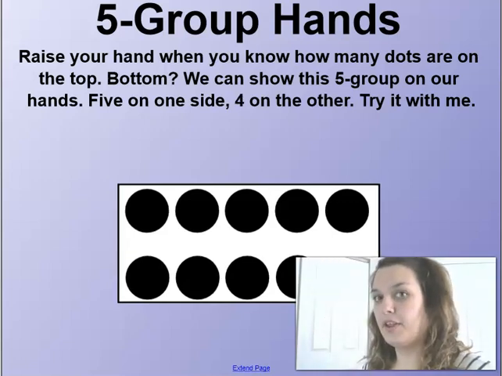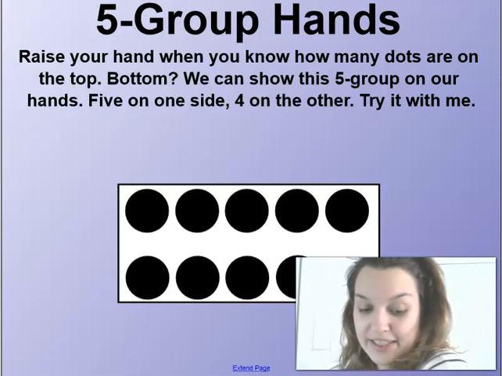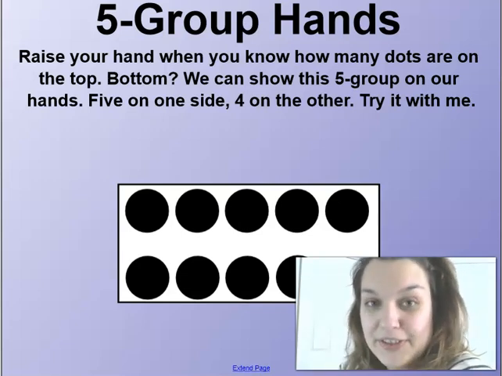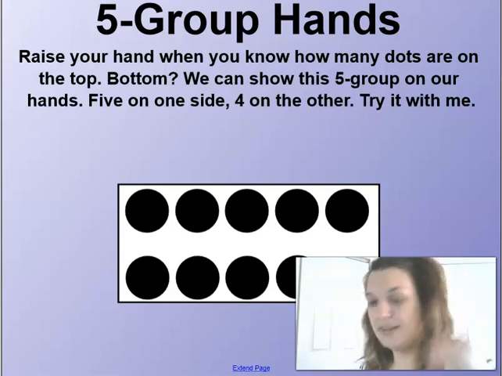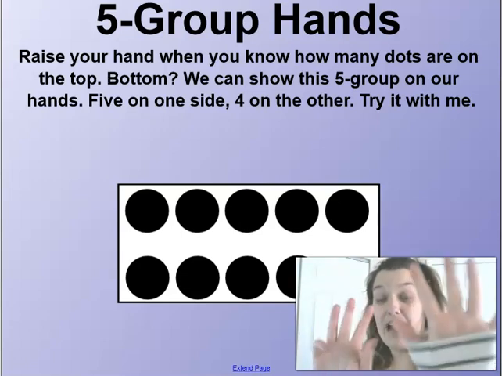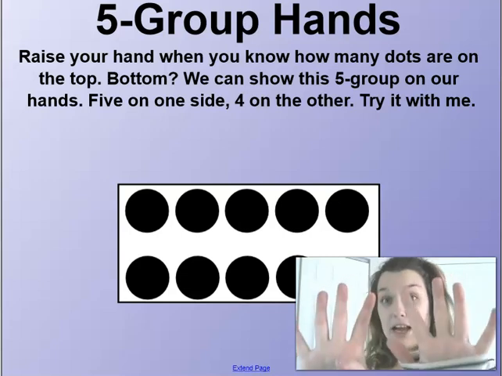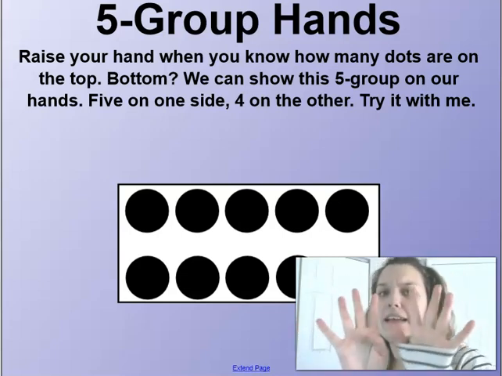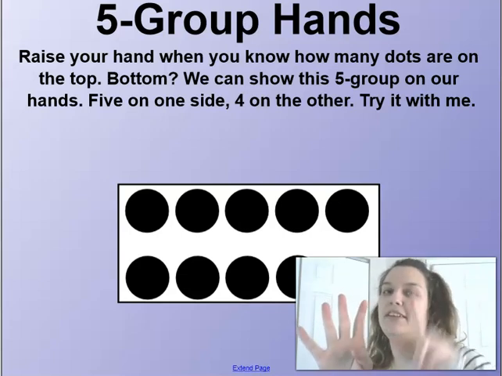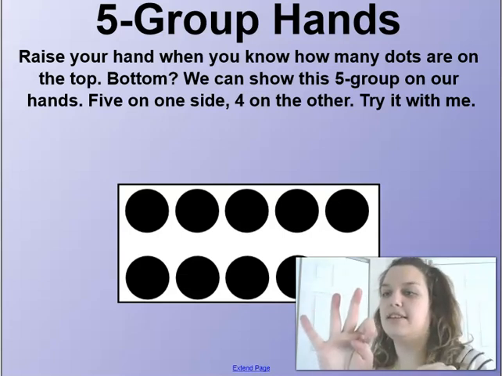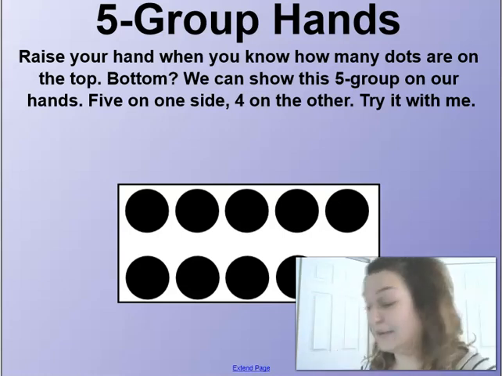Okay. Show me in 3. Show me in 2. 1, 0. Good job. 5 on the top, 4 on the bottom. How many is that? Let's count. 1, 2, 3, 4, 5, 6, 7, 8, 9. Very good.